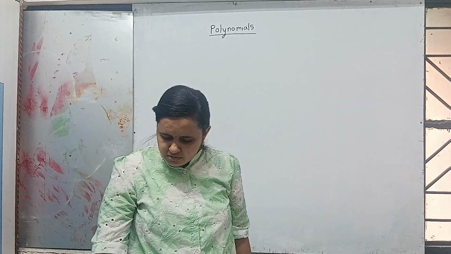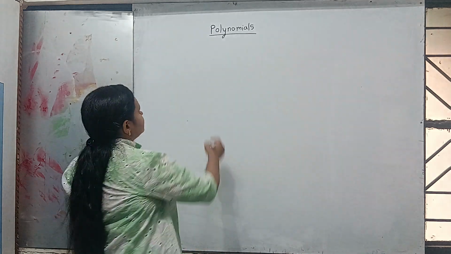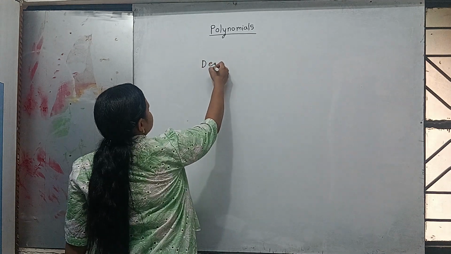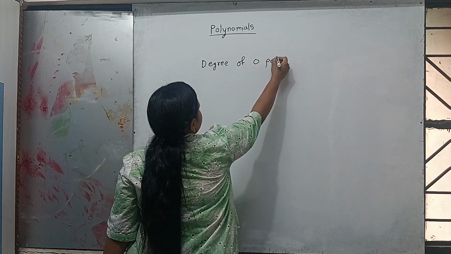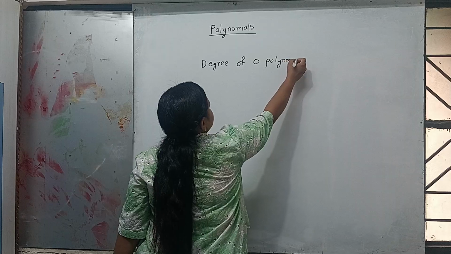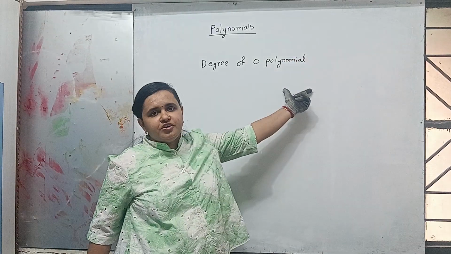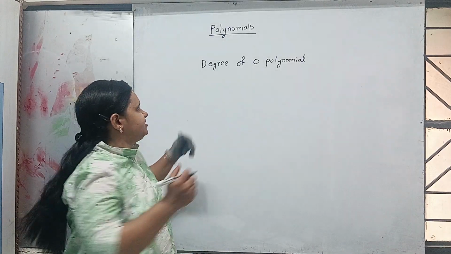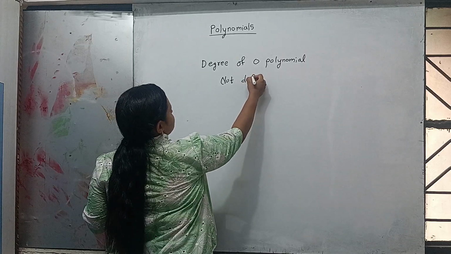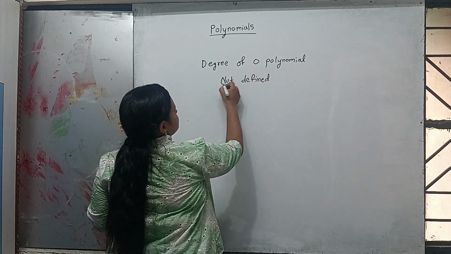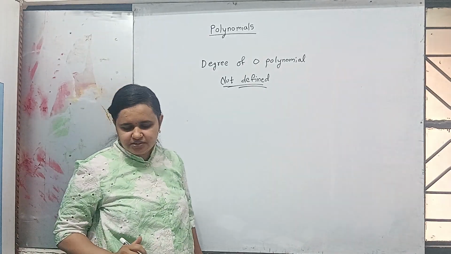Now, 10th question. The degree of 0 is... the degree of the zero polynomial is. Always remember, the degree of the zero polynomial is not defined. So our option will be the fourth, not defined.